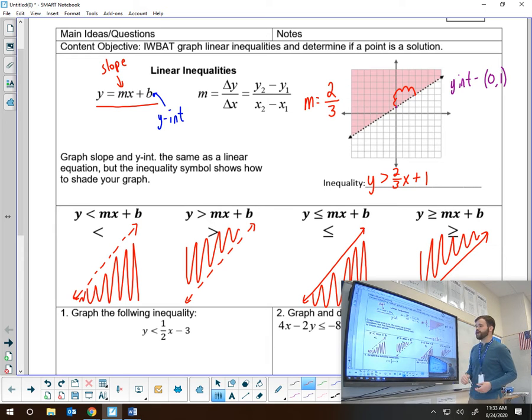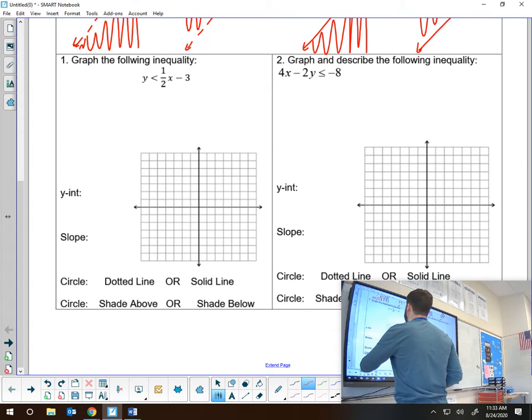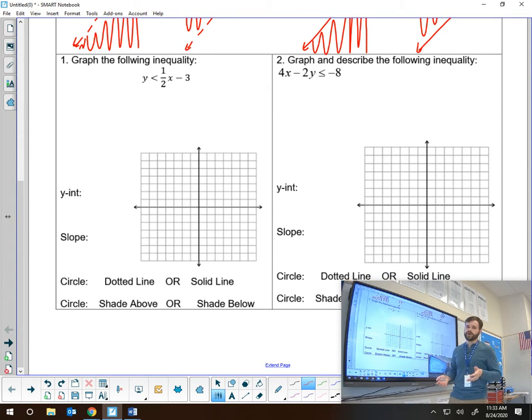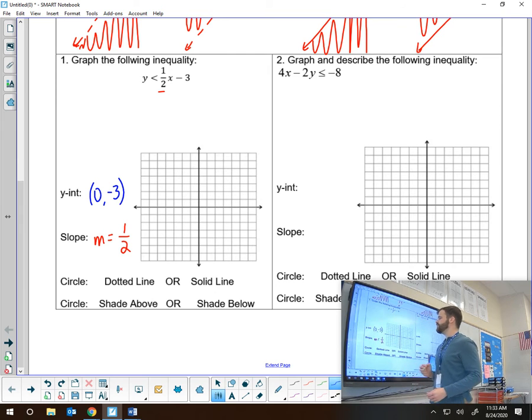Okay? So let's get some practice graphing these. Now remember to graph, we always have to solve for y first. We need to put it in slope-intercept form, always first. Well, this one already is in slope-intercept form. So, what is my slope? My slope is 1/2. What is my y-intercept? It is going to be at (0, -3). Okay? So now that we have my slope and my y-intercept, I can graph this pretty easily.